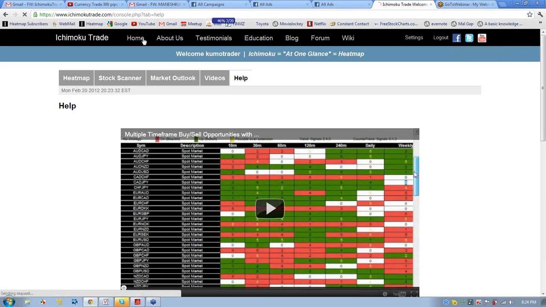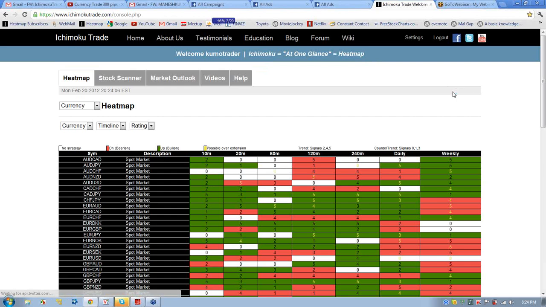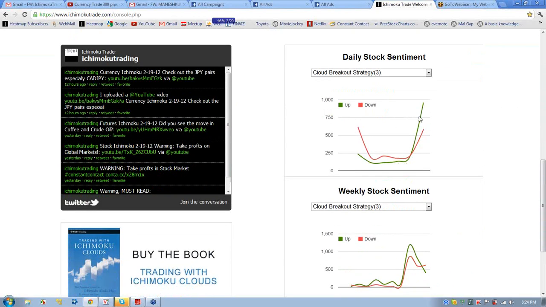Fred had a question. How do I do that for currencies? This right here, right now, is only for stocks. It's supposed to be available, I think, by this week or next week, where you'll be able to do this for currencies too.